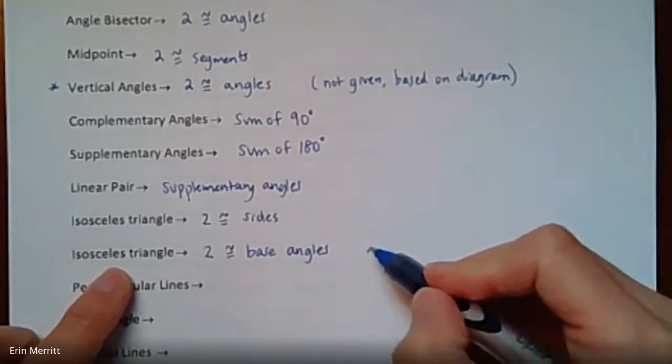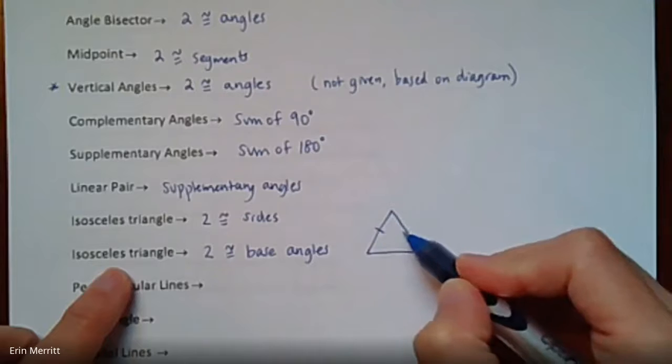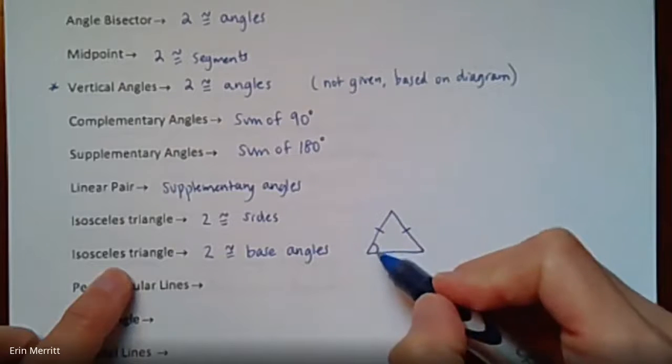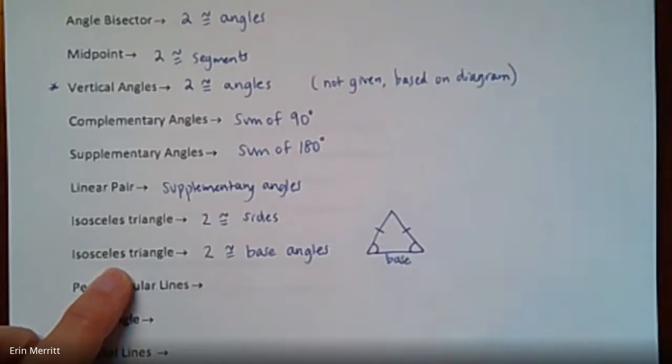So we say it as 2 congruent base angles. And if you want, feel free, this is your notes, you can add a little diagram here. So if here's the 2 congruent sides, then down here would be the 2 congruent base angles, because that's literally the base.